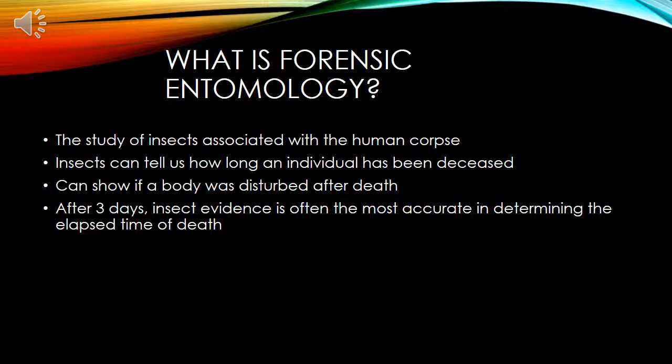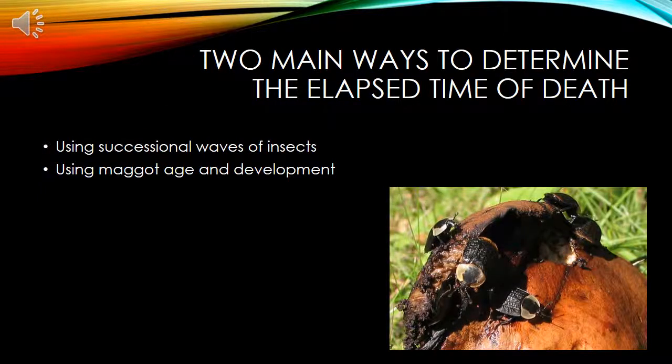After 3 days, insect evidence is often the most accurate and sometimes the sole method of determining the time that has passed since death. There are two main ways to use insects in determining the elapsed time since death. These are using the successional waves of insects and using maggot age and development. When a corpse has been dead for between a month up to a year or more, the successional wave of insects is used. If death has occurred less than a month prior to the corpse's discovery, the age and life cycle of maggots is studied.